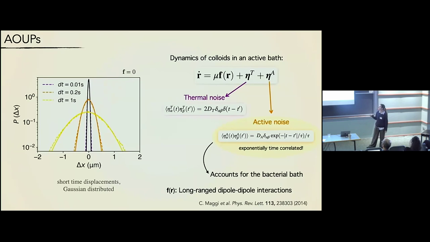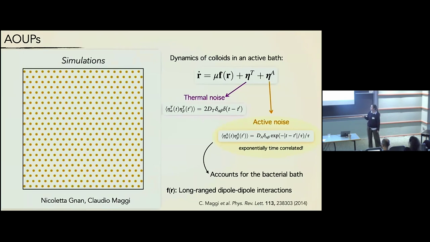This is an experiment with no field, so you can see. And of course, this can be simulated to compare with our experiments. My colleagues and collaborators, Nicoletta and Claudio, did this so we can compare our experiments and verify our results.